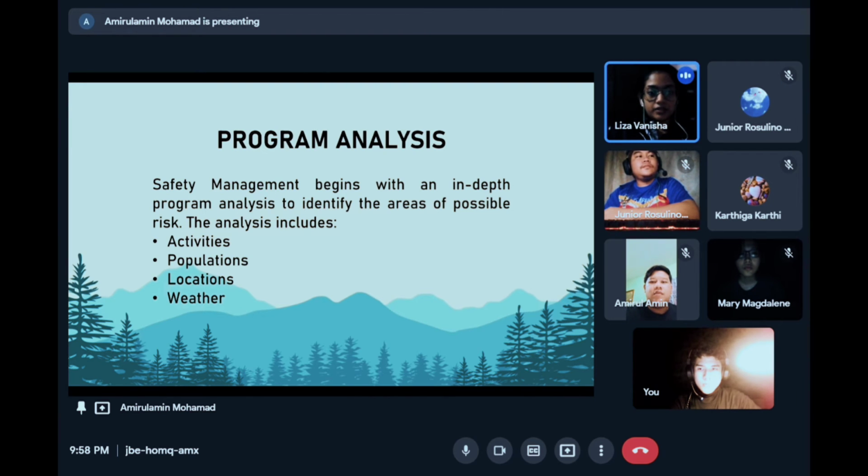And moving on to the population analysis, there are a number of factors in the population that can have an impact on safety, which include age of participants, previous experience, physical condition, mental and emotional conditions, and also willingness to participate.